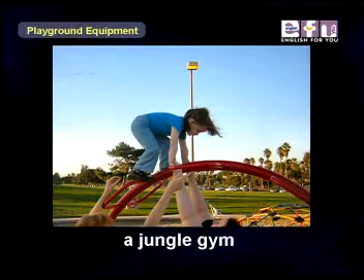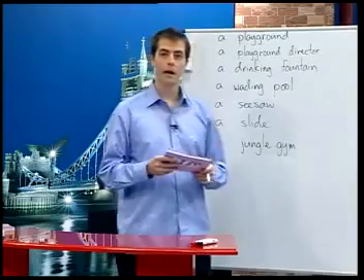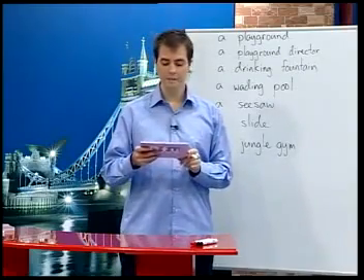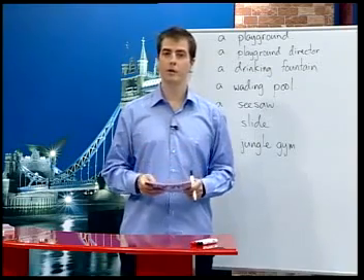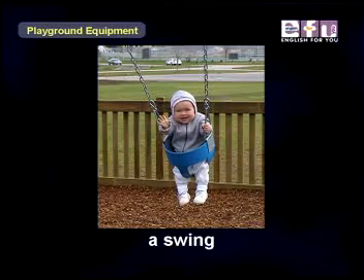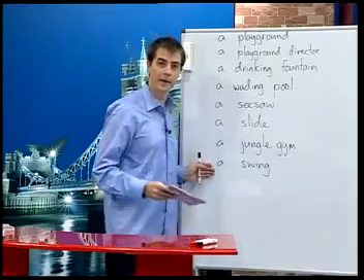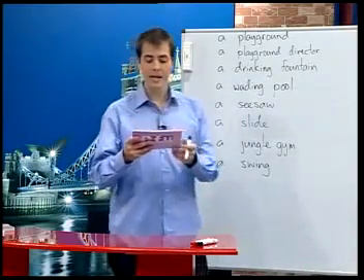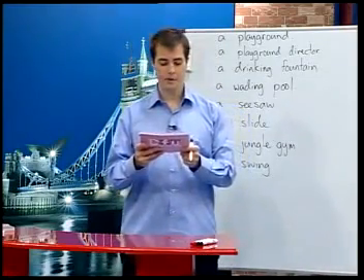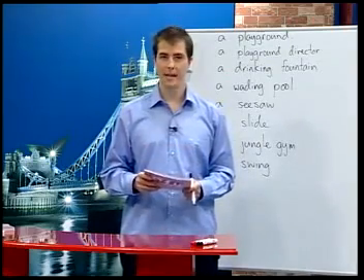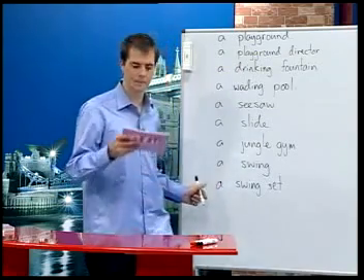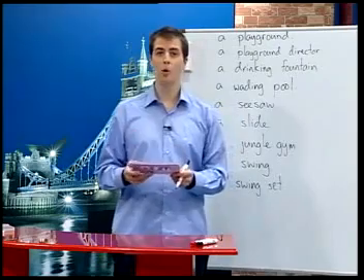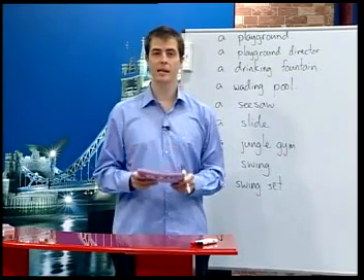A jungle gym is a large frame made of metal bars for children to climb on. A swing is a seat hanging from ropes or chains for children to play on. Now we have a swing set. A swing set is a tall metal frame with swings hanging from it.